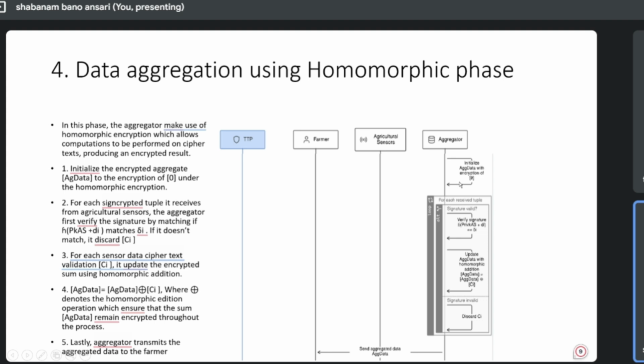So it verifies the signature by using H of private key of AS plus D I, which should equal delta I for every individual sensor. It verifies the signature. If the signature is verified, then it accepts the data and performs this addition operation, homomorphic based addition, that is ag data equal to ag data XOR C I. If the signature is invalid, then it discards it. And after computation of this, it sends the aggregated data to the farmer here.